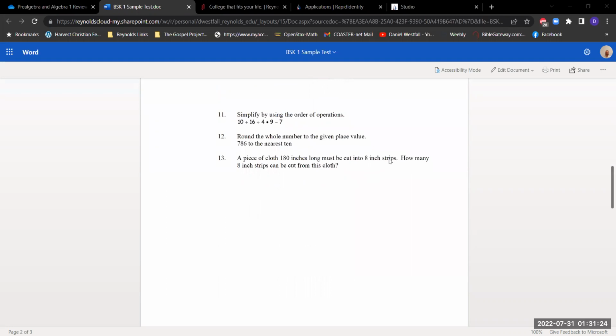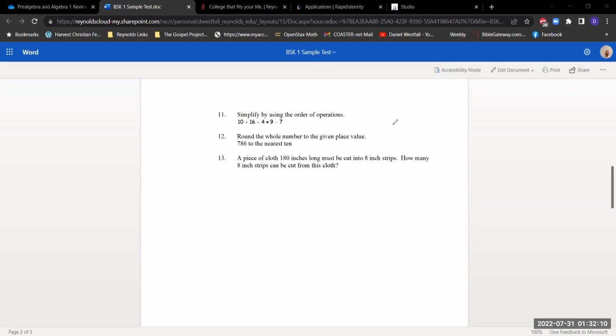On to our last few problems here. We're going to simplify using our order of operations. 10 plus 6 divided by 10 plus 16 divided by 4 times 9 minus 7. So we're going to do our multiplication and division first from left to right. 16 divided by 4 is 4. 4 times 9 gives me 36. 10 plus 36 is 46. 46 minus 7 is 39.